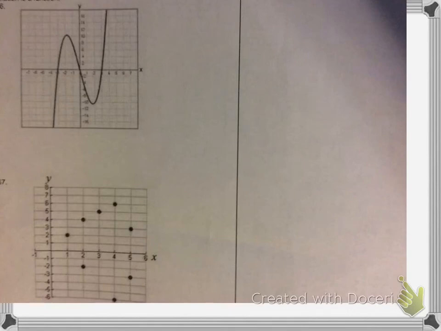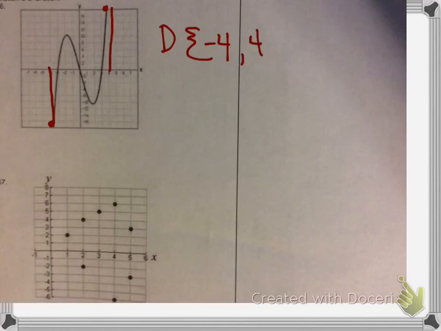Okay, so what you can see here on this one is that when you don't see an arrow, we're going to presume that there are dots on the end. Now, I'll talk about what would happen if there had been arrows on there in a second. But the domain here, the furthest I go to the left is about -4. The furthest I go to the right is +4.